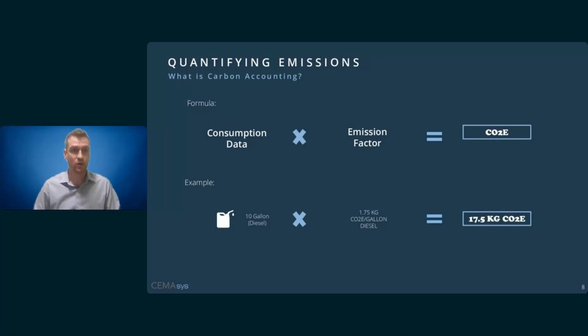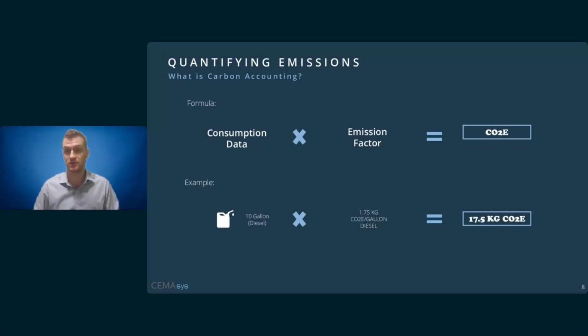So in this case, we have 10 gallons of diesel fuel that we used this reporting period. Maybe this was for a company truck, for example, and we can then multiply this by the emission factor, which in this case is 1.75 kilograms of CO2 equivalents for every gallon of diesel, and we get 17.5 kilograms of CO2e released when we use 10 gallons of diesel. In our carbon accounting, we then add up all the tons of CO2e from our operations and value chain to get our annual emissions.